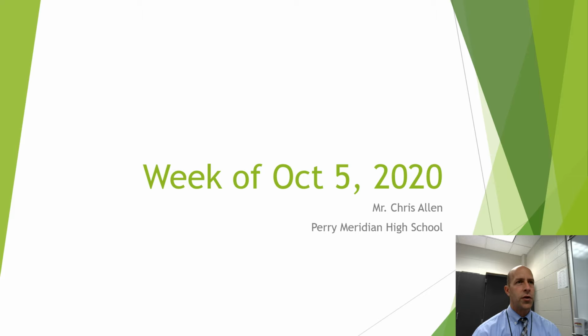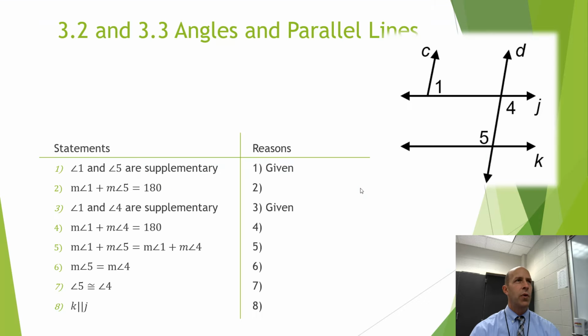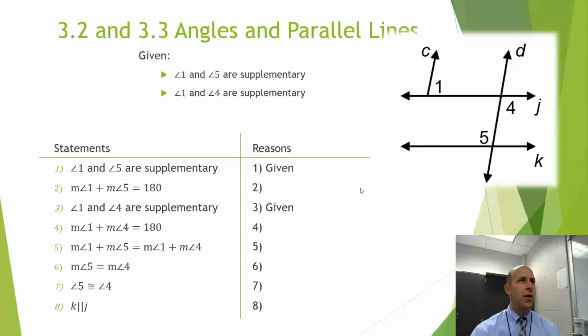I am your son or daughter's geometry teacher, and I wanted to give you an update for the week of October 5. This week we are focusing on angles and parallel lines. So here you can see I've got some angles and some lines labeled, and I've got a skeleton proof started. We're given that angles 1 and 5 are supplementary and angles 4 and 5 are supplementary, and we want to prove that line K is parallel to line J.